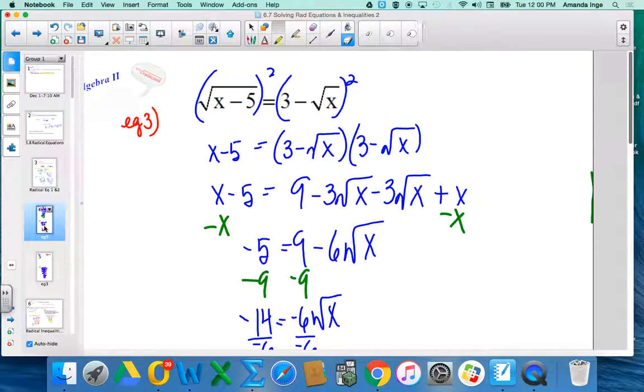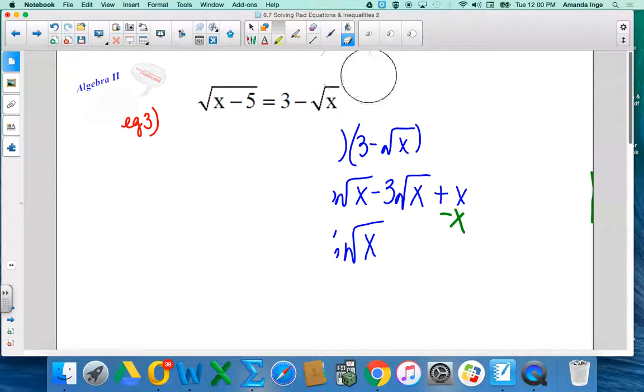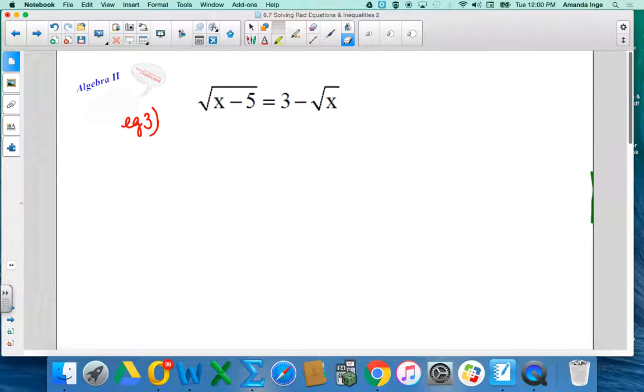So of course it gets more complicated. And what do you notice about this equation in my example 3 that's different from the ones that we just looked at? You notice that there's square roots on both sides of the equation. That means it's a little bit more complicated. So you'll notice the left-hand side, that square root is isolated. So what we want to do is square both sides, because we have one isolated.